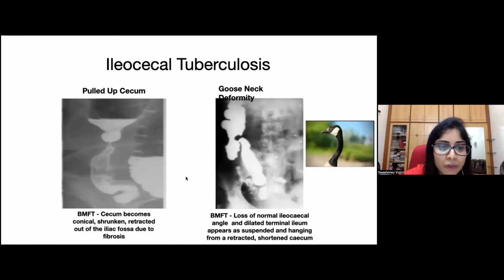This is an image of barium meal follow through again. We can see a pulled up cecum. The cecum looks conical, shrunken, retracted out of the iliac fossa due to fibrosis. The next one is the gooseneck deformity. There is loss of the normal ileocecal angle and a dilated terminal ileum, which appears suspended and hanging from a retracted, shortened cecum.